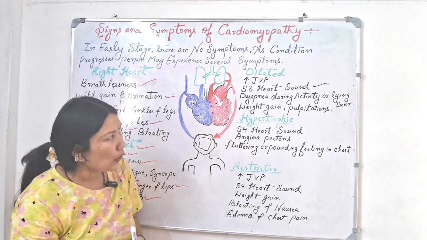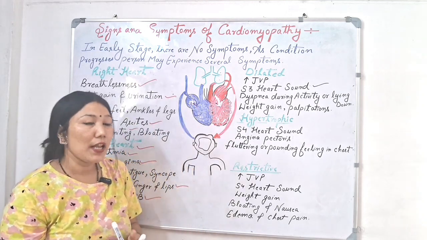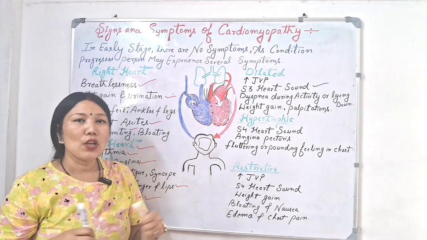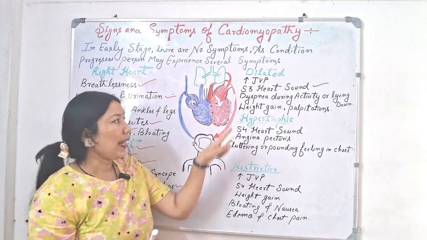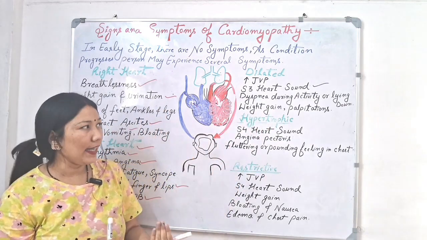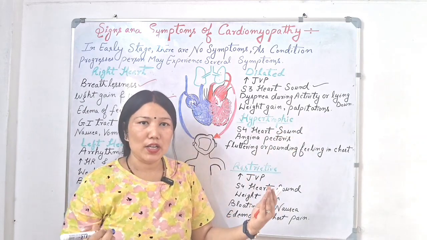Next, we have dyspnea during activity or lying down. Obviously, there will be dyspnea because this blood is going back into our lungs also, so there will be difficulty in breathing. Next, we have weight gain because of the backing up of blood in the body, and palpitation happens. Okay, there is an arrhythmia condition.